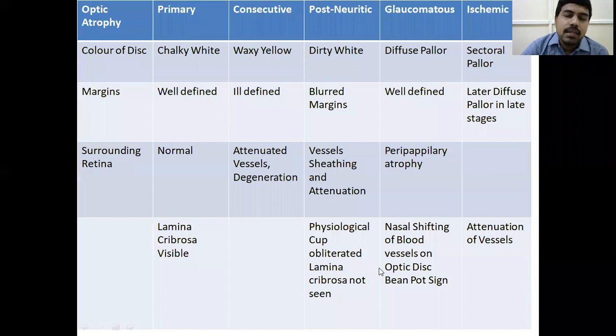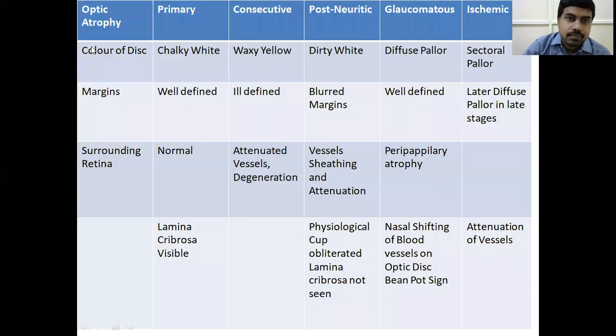Okay, now this is an important table which is given in your textbook. So here you have to remember. Here that thing will be very useful for you. So here you see, in primary optic atrophy, the degeneration and gliosis are both the same in intensity. That's why the color of the disc is chalky white. So the amount of degeneration is proportional to the amount of gliosis.